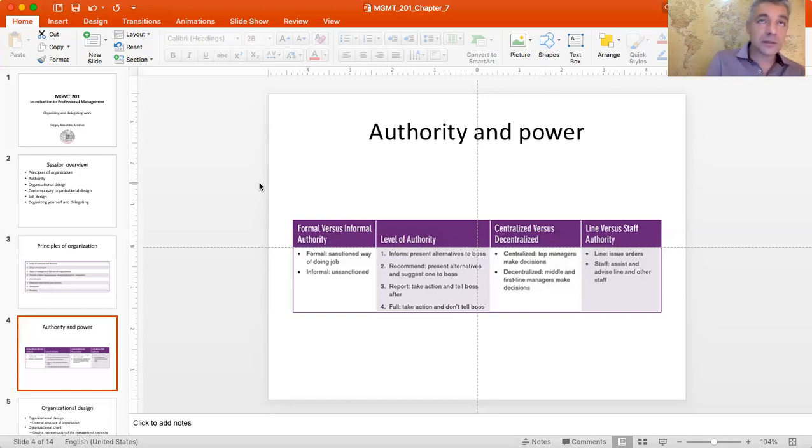And finally, when we talk about authority, we distinguish between line authority and staff authority. Line authority has to do directly with the chain of command. If you can imagine an organization structure, this is something going from the very top to the very bottom. People have authority to tell others below them what to do.